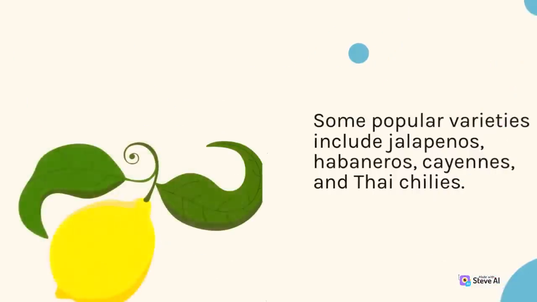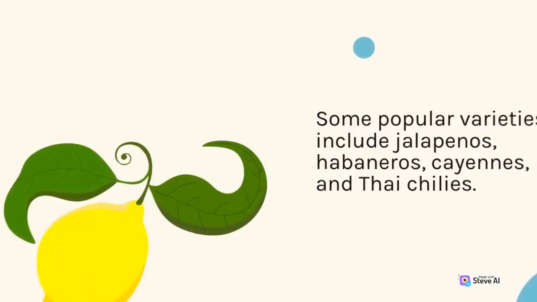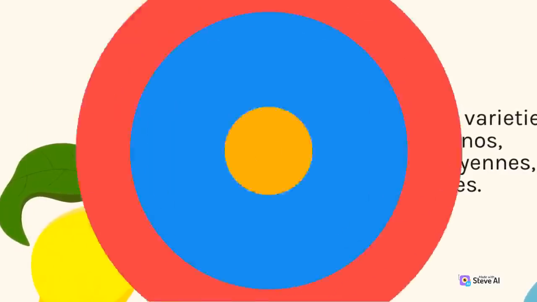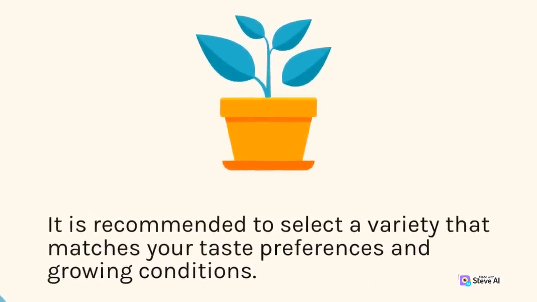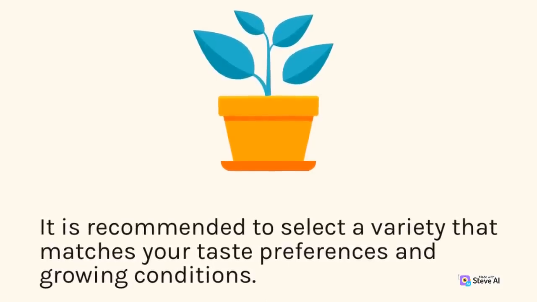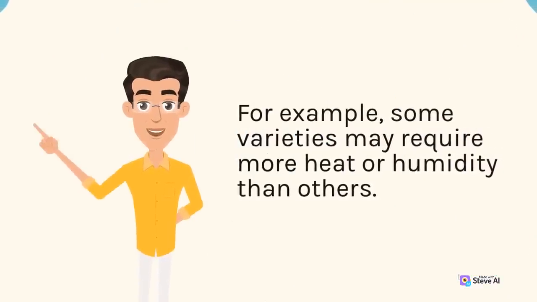Some popular varieties include jalapenos, habaneros, cayennes, and Thai chilies. It is recommended to select a variety that matches your taste preferences and growing conditions. For example, some varieties may require more heat or humidity than others.